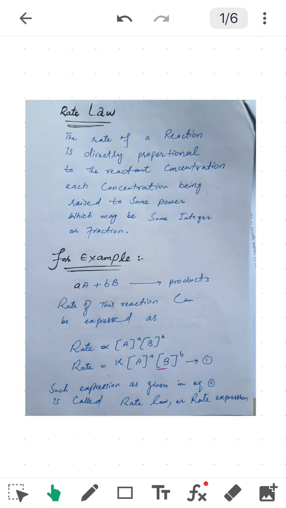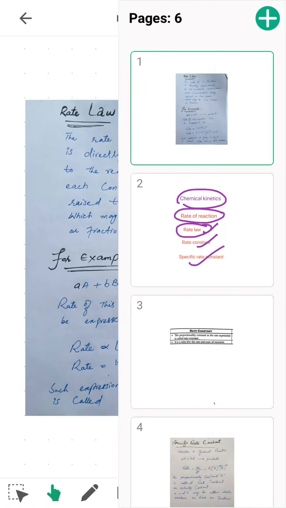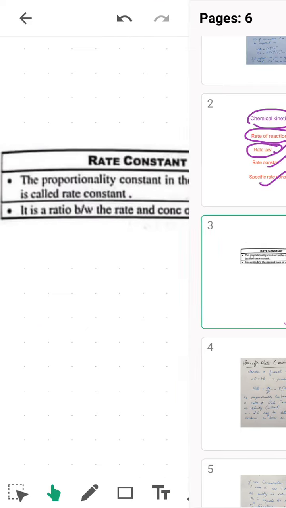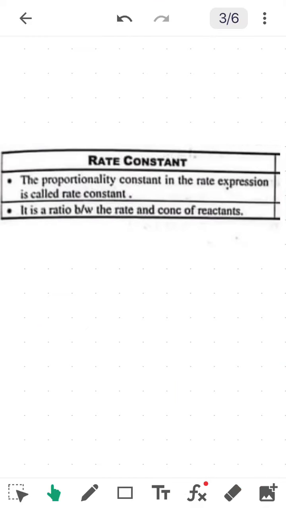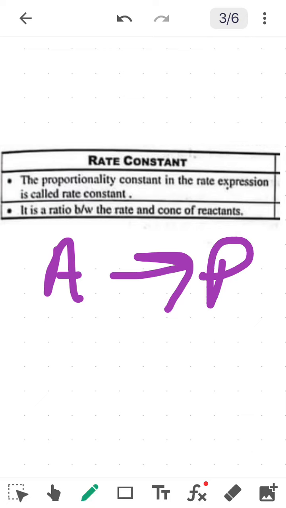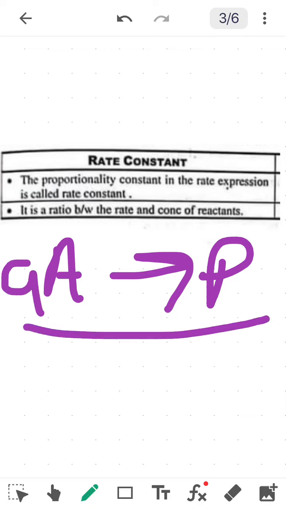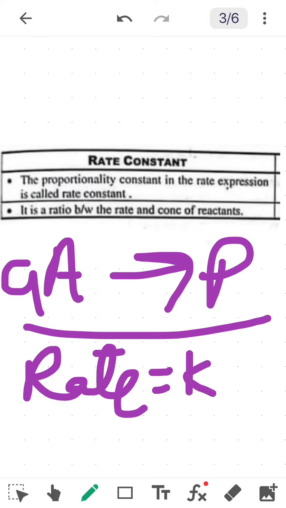Now moving toward the rate constant. So what is the rate constant? The proportionality constant in the rate expression is called the rate constant. If we take an example, A forms product, the rate expression for this reaction is rate is equal to K times the concentration of A to the power a.